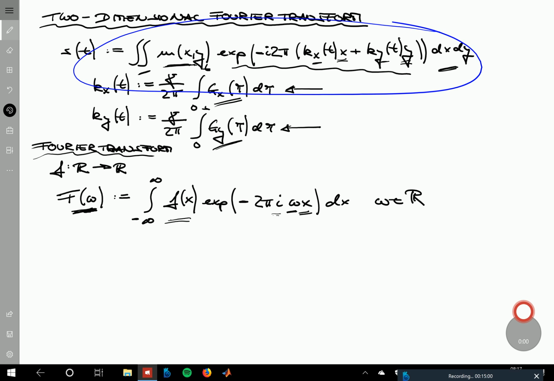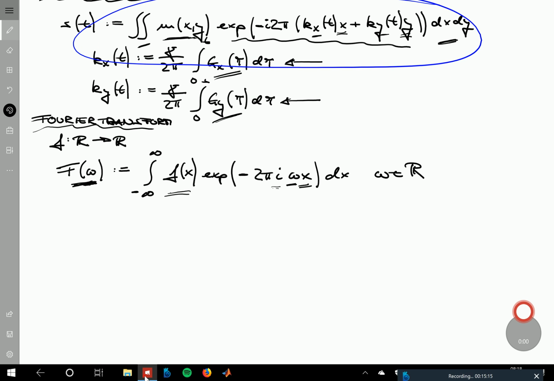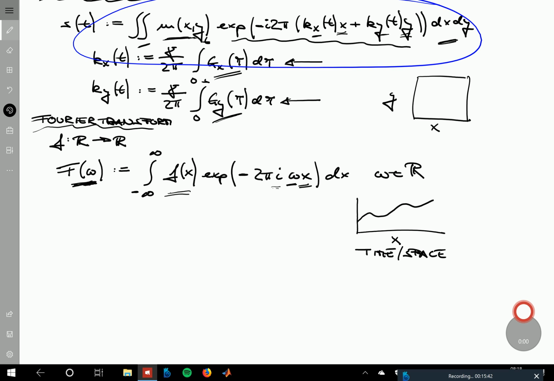The same idea essentially holds true for 2D Fourier transforms. The difference is that we now do not talk about functions that extend over a one-dimensional space, so univariate functions that look, for example, like this, where we here have time or space. When we talk about 2D Fourier transforms, we talk about functions that extend over two-dimensional space, and specifically in MR imaging, we model space, so two-dimensional space.